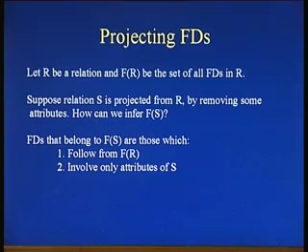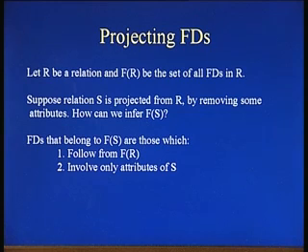Now suppose R is a relation and F of R is the set of all functional dependencies in R. Now suppose I project another relation S from this relation R by throwing away certain attributes. Now what can we say about F of S? What kinds of functional dependencies exist in F of S?